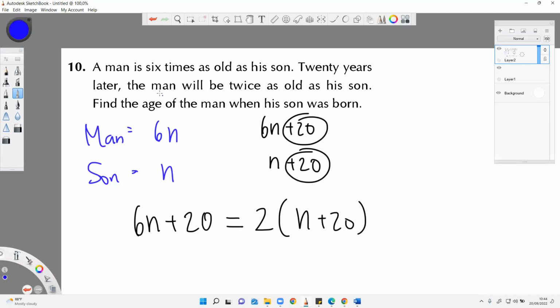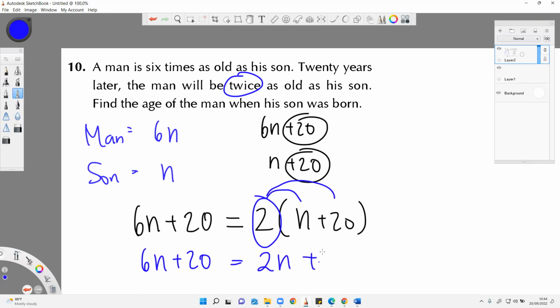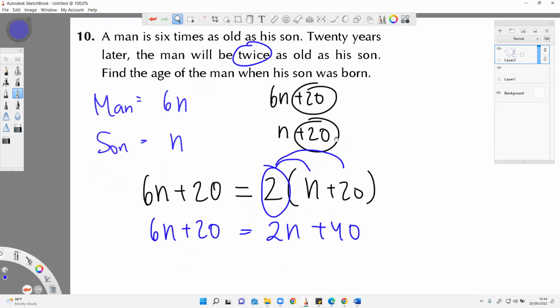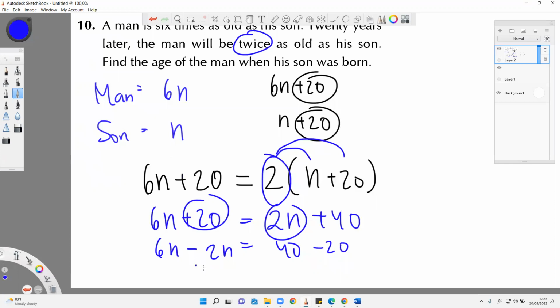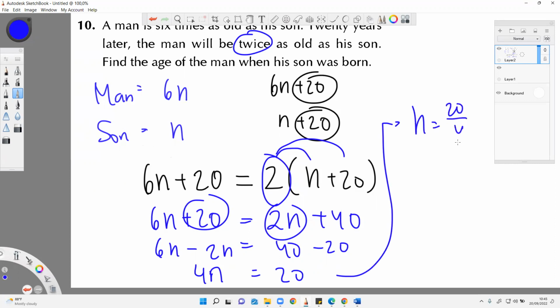20 years later, the man will be twice as old as his son. Of course, he's also 20 years to go, right? 6N plus 20 equals, put the bracket here, 2 times N plus 20, expand: 2N plus 40. Understand, guys? Hello? Understand, everyone? Okay. So you put the 2N to the left side. You're grouping 6N minus 2N equals 40 minus 20. There you go. So 4N equals 20. So N equals 20 divided by 4, yeah, 5.